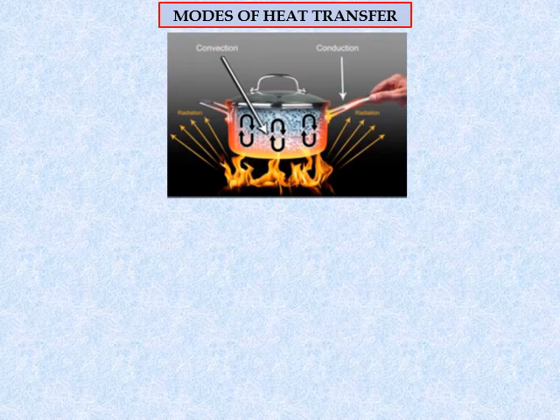Okay, so I already explained to you the three modes of heat transfer. So let's summarize the three modes. Modes of heat transfer: as you can see here, we have three modes. The first mode is convection. The inside of this solid body is conduction, and without any medium is the radiation. So these are the three modes of heat transfer.